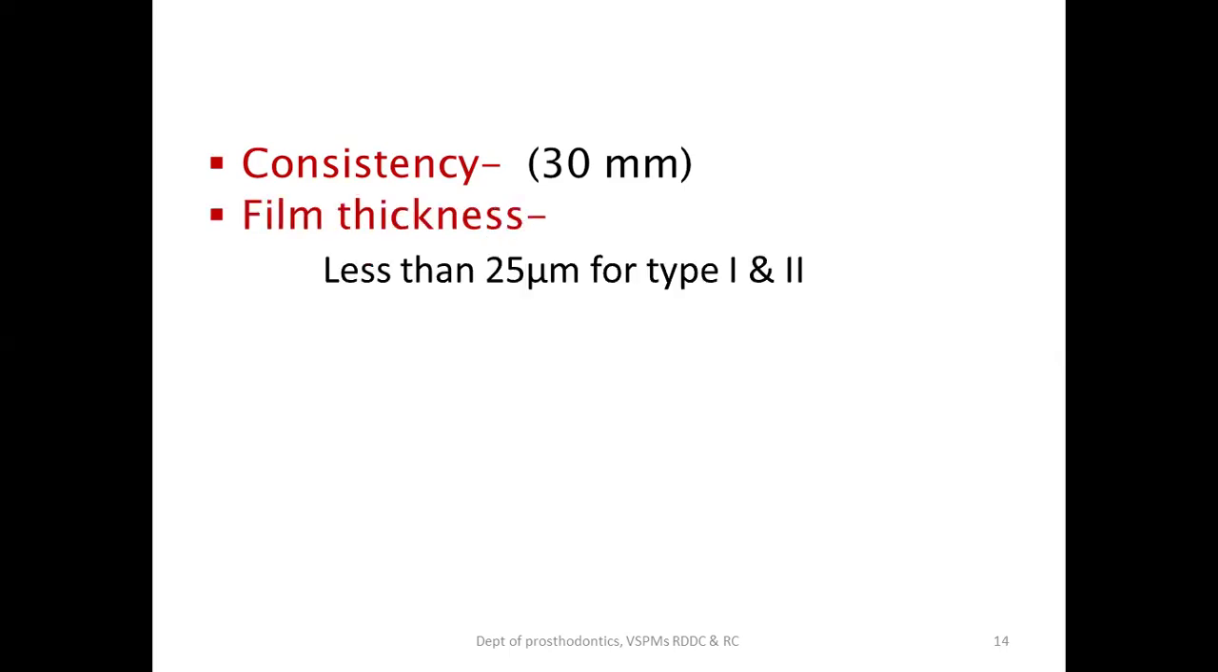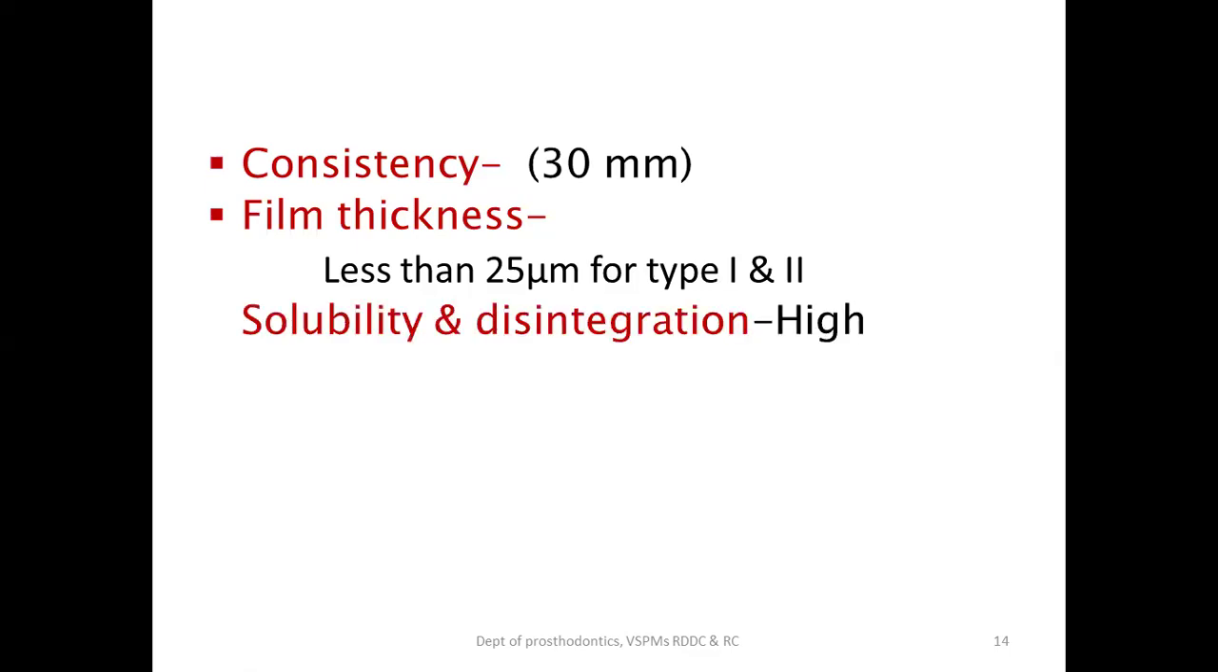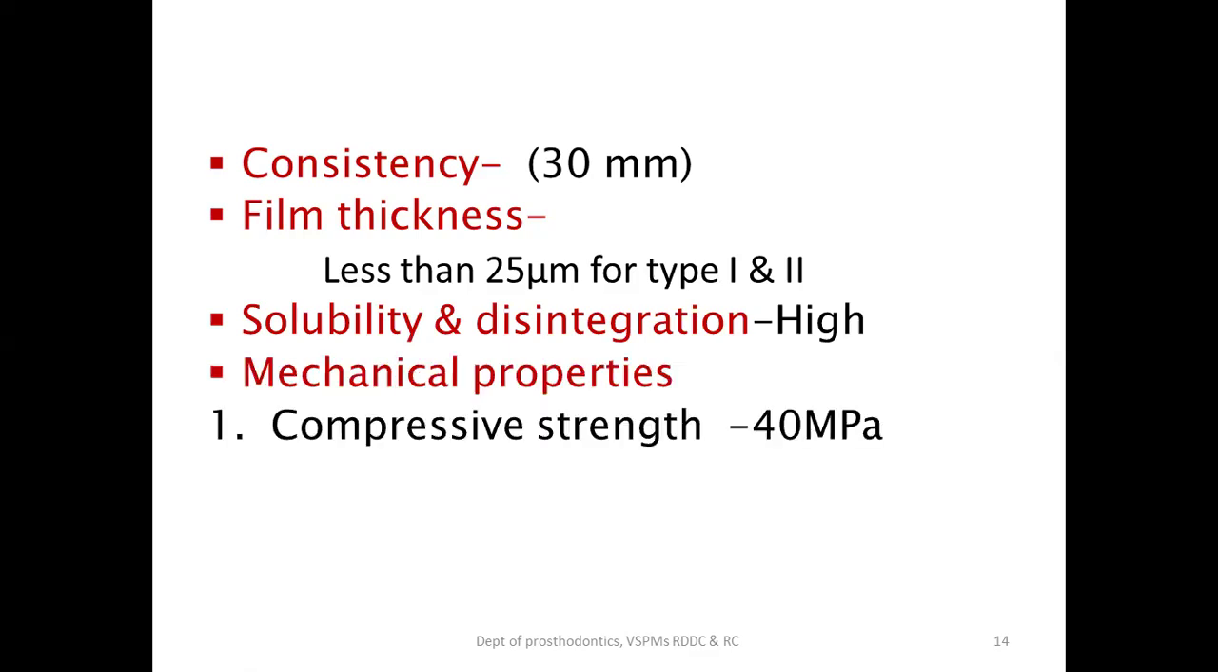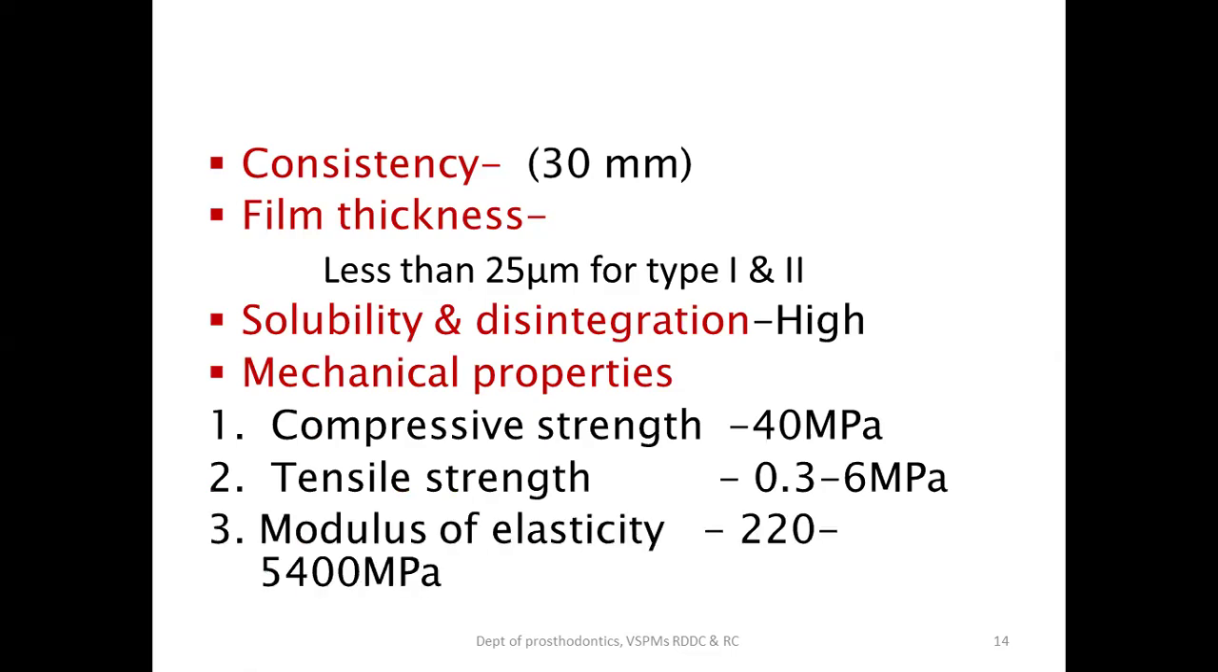And the film thickness should be less than 25 microns for type 1 and type 2. The solubility and disintegration, if compared to other cements, is high. As for the mechanical properties, the compressive strength is less compared to other cements, about 40 MPa, and the tensile strength is again less, 0.3 to 6 MPa. The modulus of elasticity is 220 to 5400 MPa.